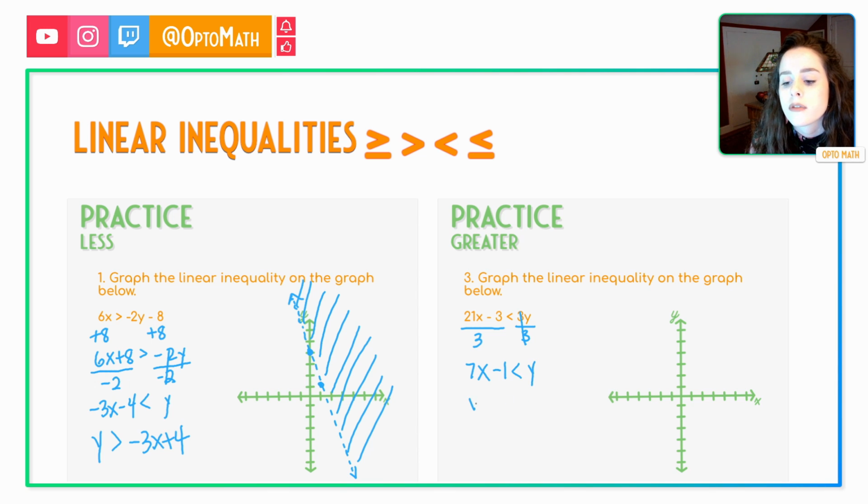Now let's rewrite for y to be on the left. And graph our 2 points. So we'll start with our y-intercept. And then we'll use our slope. 1, 2, 3, 4, 5, 6, 7, and then right 1. There is no or equal to, so it's a dotted line. And it's greater than, so we're shading above.